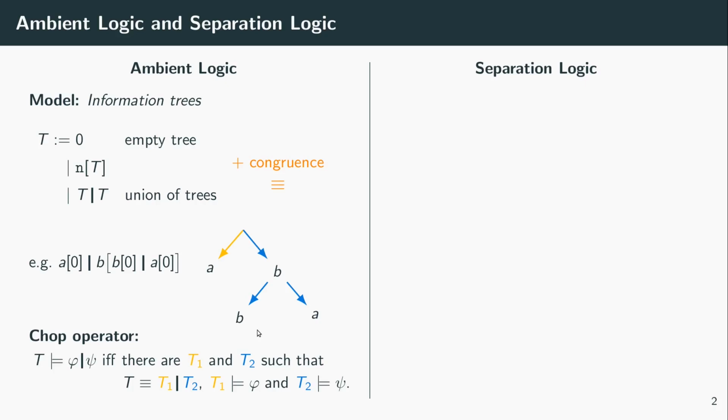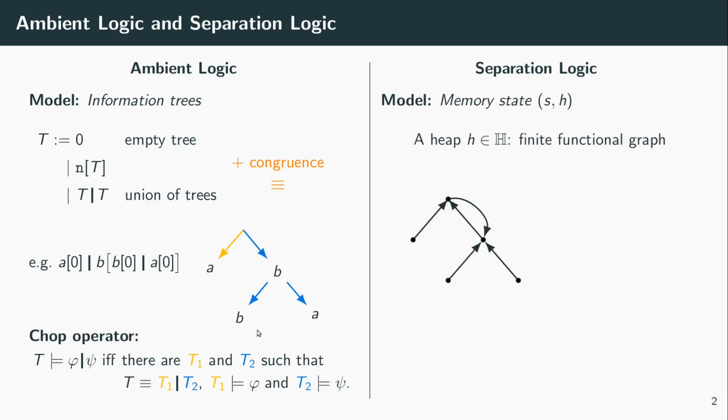Now, this is something that does not hold in separation logic. Separation logic is interpreted on memory states, where s is a store that here we don't care about, and h is a heap that is a finite functional graph. So essentially, you can see it as a forest where the root of the forest can actually loop back to one of its descendants. And then separation logic introduces a concept of union of heaps that in a sense corresponds to coloring your heap with two colors, one for one heap and one for another heap, arbitrarily, meaning that if one edge is colored in yellow, then I don't have any information on the color of the other edges.